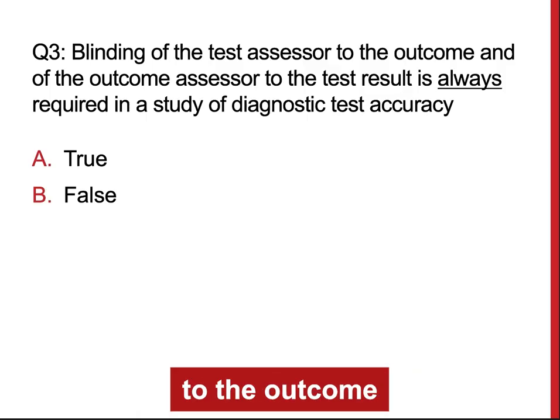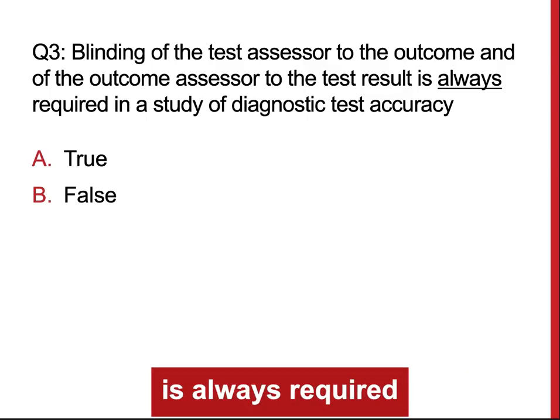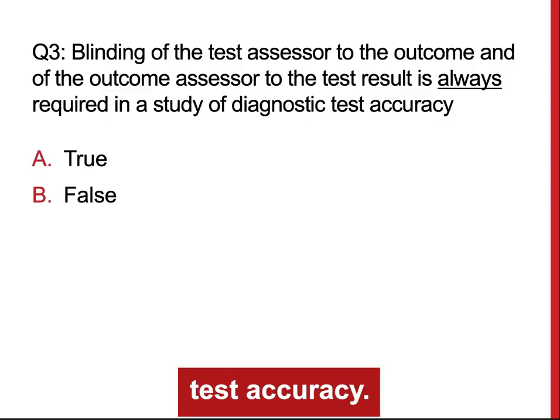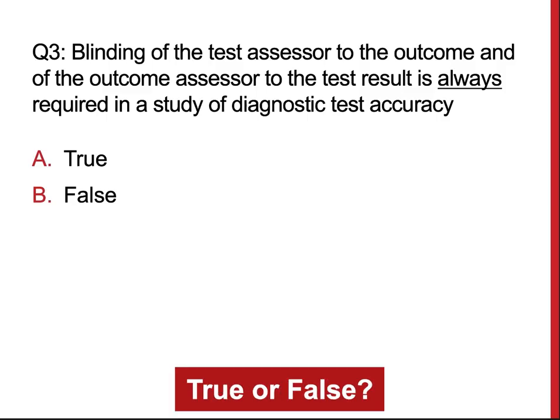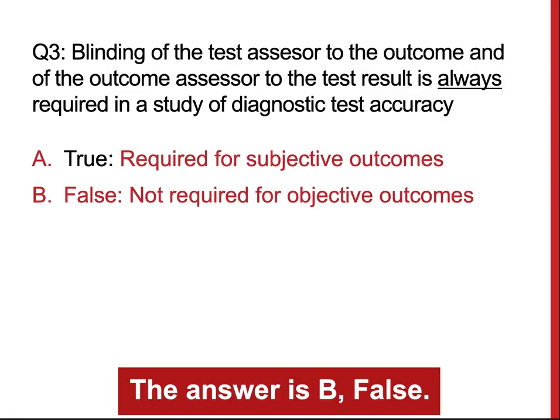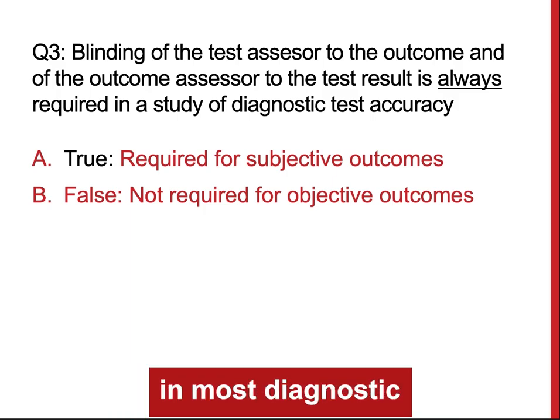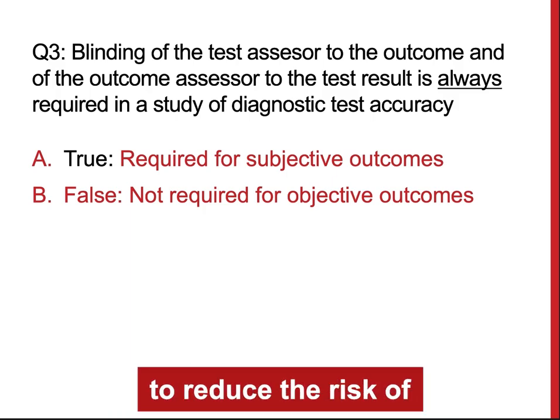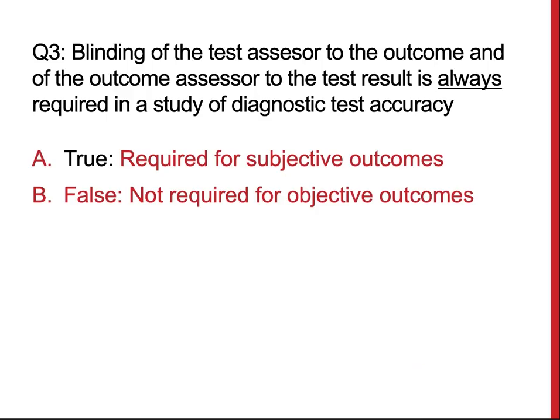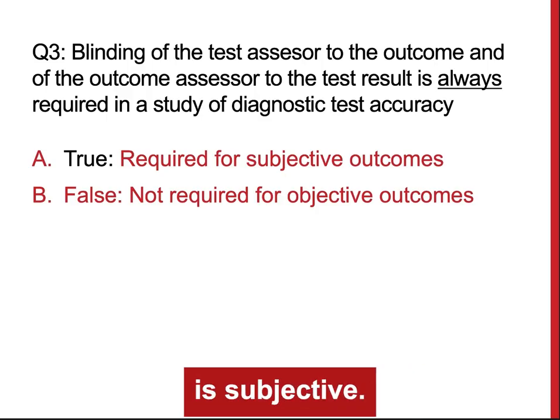Blinding of the test assessor to the outcome and of the outcome assessor to the test results is always required in a study of diagnostic test accuracy. True or false? The answer is B, false. Blinding of the assessor to the outcome and the outcome assessor to the test is used in most diagnostic test studies to reduce the risk of ascertainment bias. This is particularly true when the outcome is subjective.